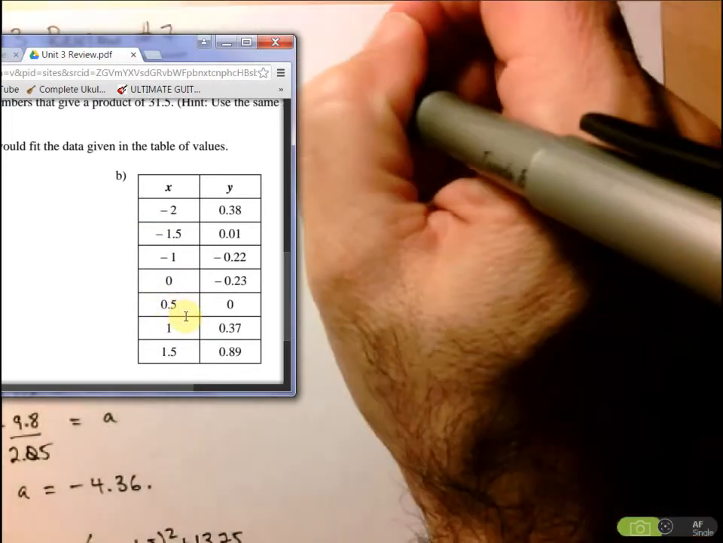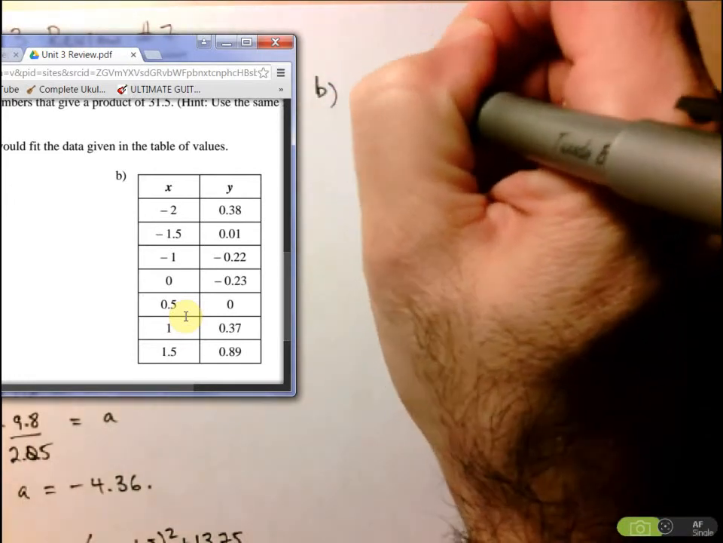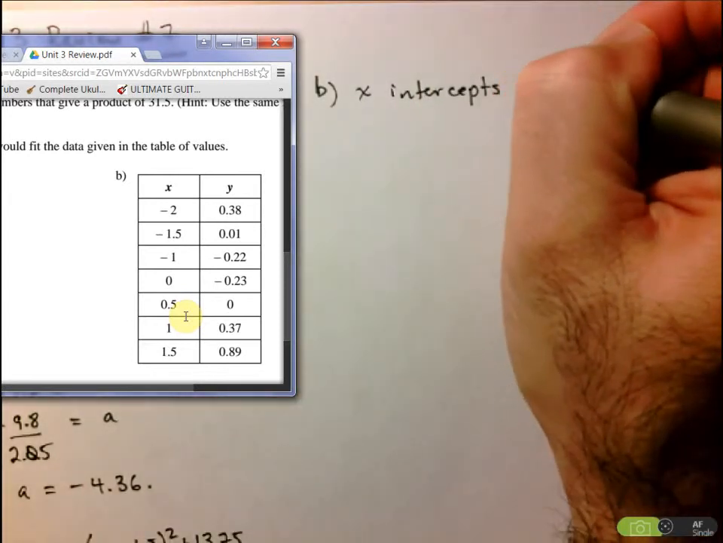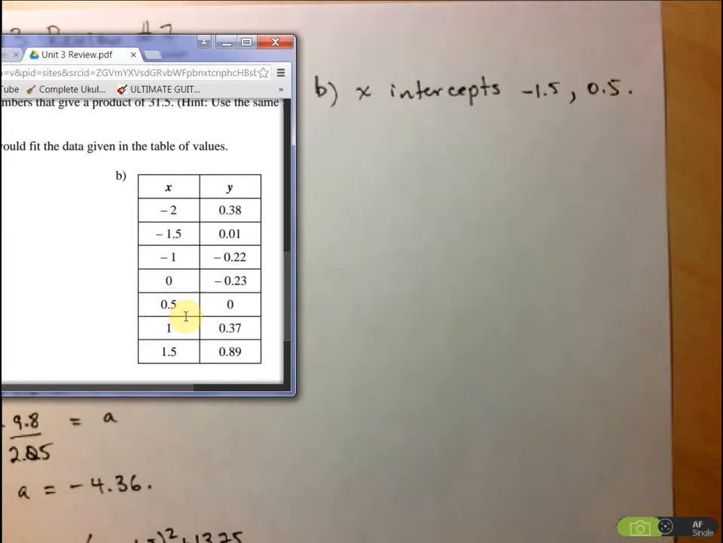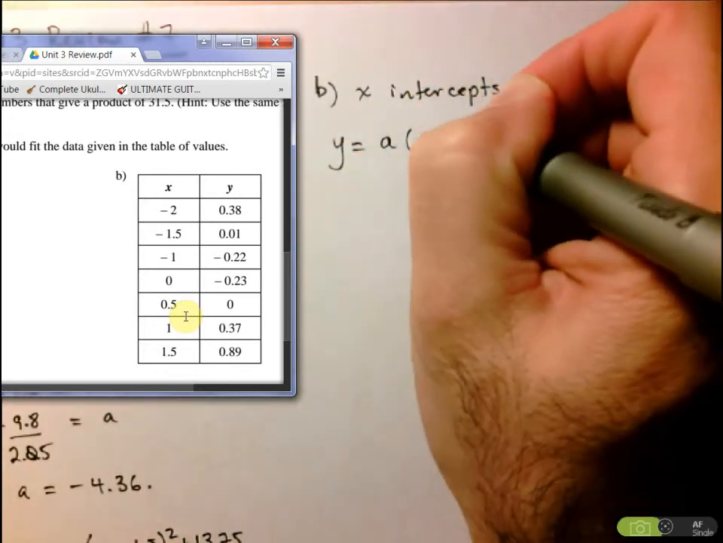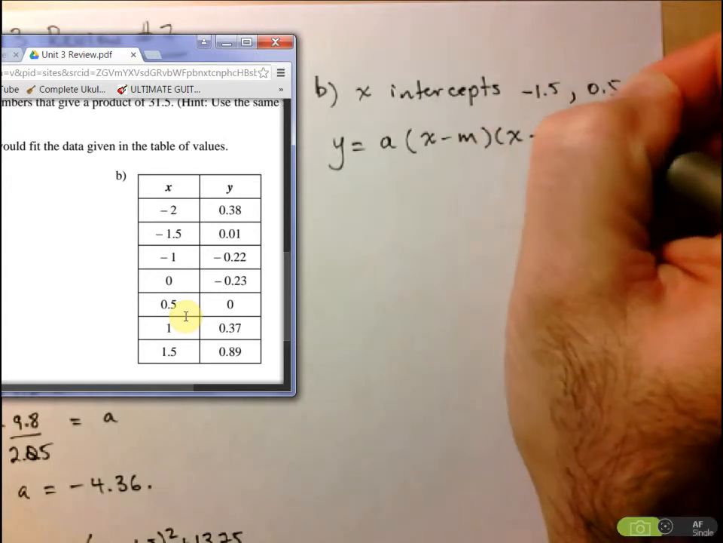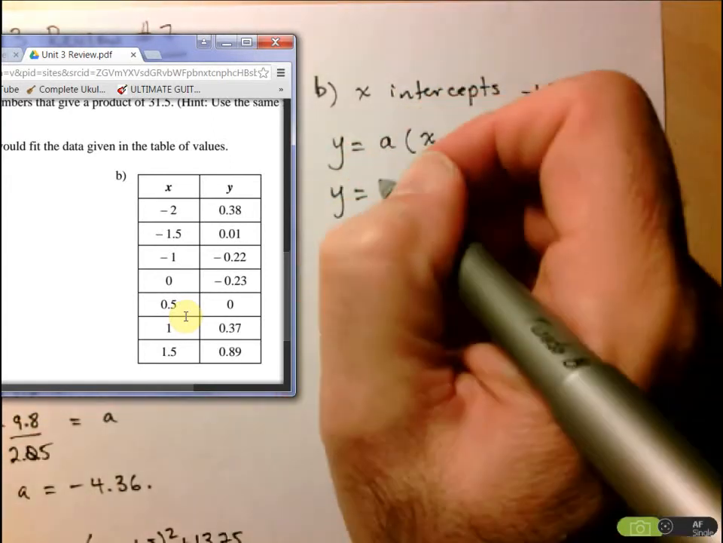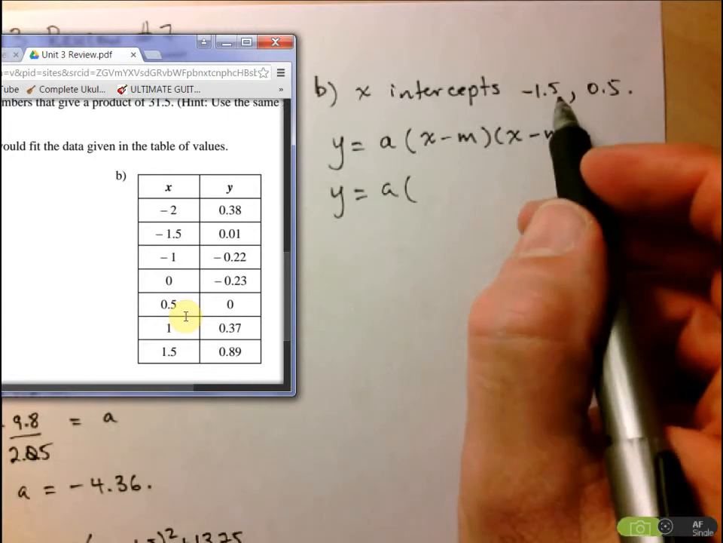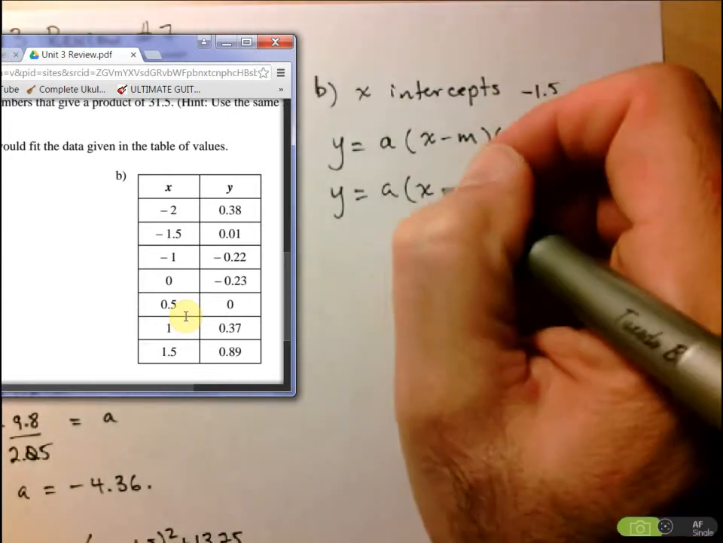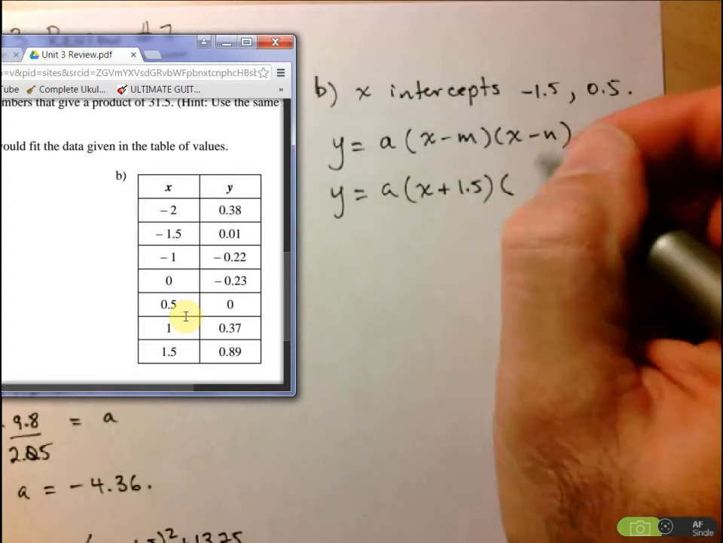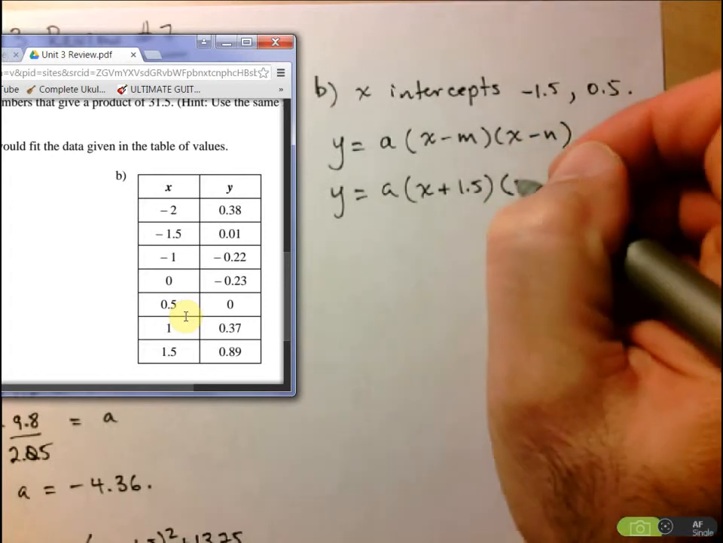Okay, last time we worked with the vertex. Now we'll work with the x-intercepts. Okay, and what we have here are negative 1.5 and 0.5. So because we have the x-intercepts, we're going to work with factored form. So a times (x minus m) times (x minus n), and let's input what we know. We have one x-intercept, so x minus negative 1.5. When we subtract a negative number, it becomes an addition, so that'll become x plus 1.5, and then the other one will be x minus the other x-intercept, 0.5.